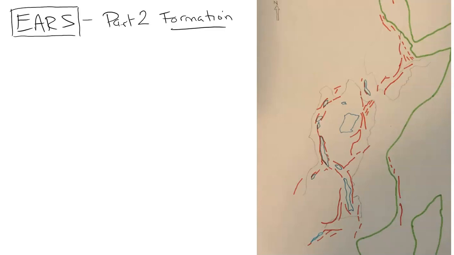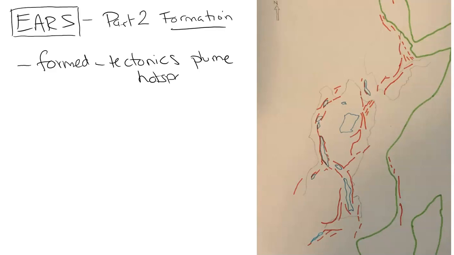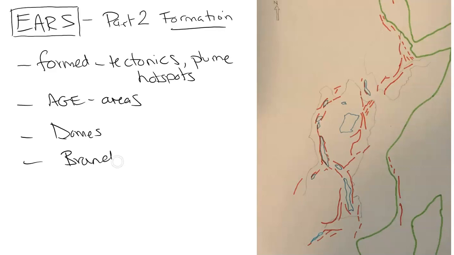And part 2, this video, is going to follow on and look at really how this is formed through tectonics, through plumes, and also hotspots. Okay, and looking at the ages and the areas in question, looking at the domes. All right, we'll explain what those are as well, and looking at different branches, or as I call them, the sections.